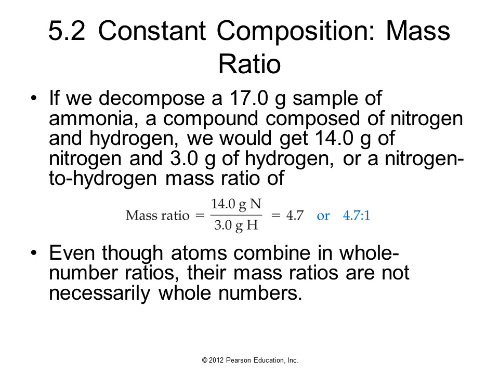If we decompose 17 grams of ammonia, which is composed only of nitrogen and hydrogen, we get 14 grams of nitrogen and 3 grams of hydrogen, in a ratio of 14 to 3, or a 4.7 to 1 ratio. Even though atoms combine in whole number ratios, their mass ratios are not necessarily whole numbers.